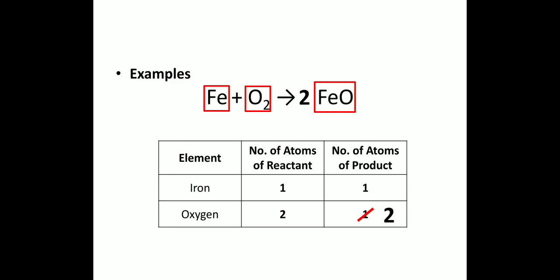Now how many iron atoms are on the reactant and product side when we put this 2 on the product side? The number of iron atoms on the product side is 2, whereas on the reactant side it is 1. So we put 2 on the reactant side to balance the chemical equation. Now this equation is balanced. The number of atoms of iron on reactant and product side are 2, as well as the number of oxygen on reactant and product sides are 2.